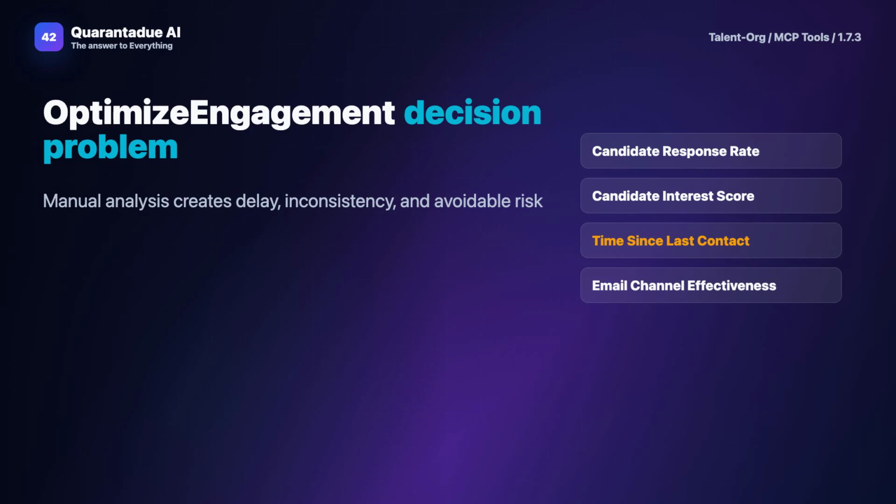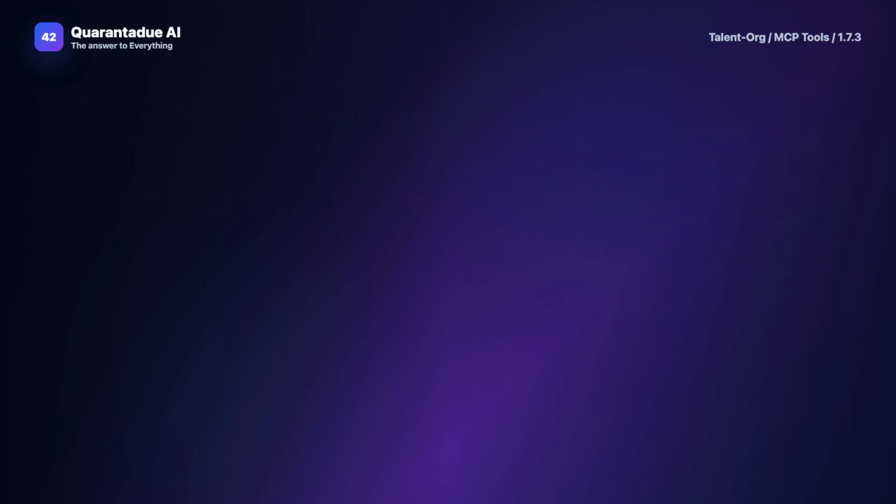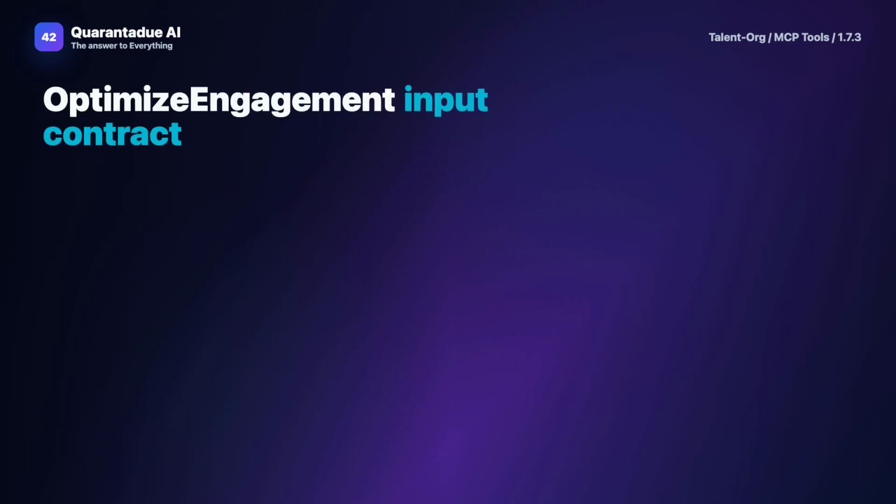Optimize Engagement starts with a defined input contract. Typical inputs include candidate response rate, candidate interest score, time since last contact, email channel effectiveness, and LinkedIn channel effectiveness. Keeping these fields explicit reduces ambiguity and makes every run easier to audit.